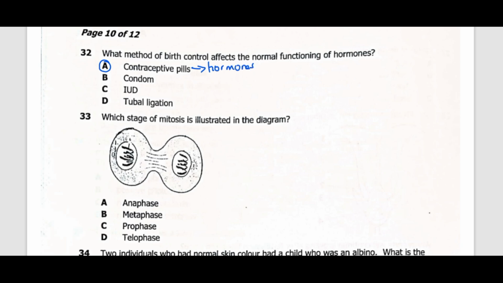Then question 33, which stage of mitosis is illustrated in the diagram? So here we can see that this process of mitosis is almost done. So what is the order of the stages that are involved in mitosis? There is what we call IPMAT. The IPMAT will assist you to know the order. So the first one is interphase. After interphase, we have P, prophase. Then we have M for metaphase.